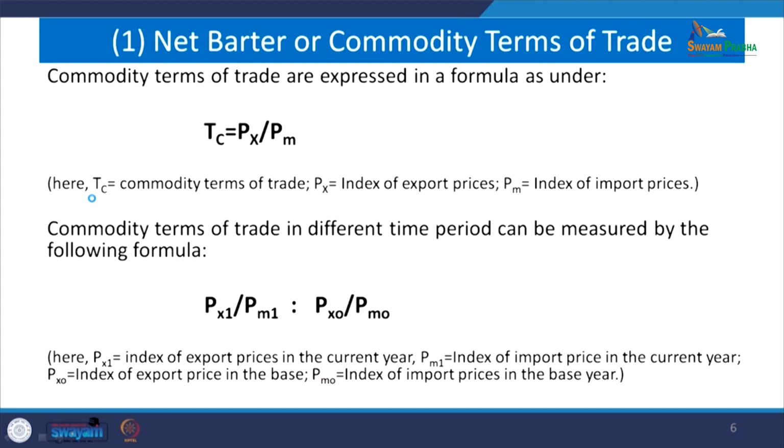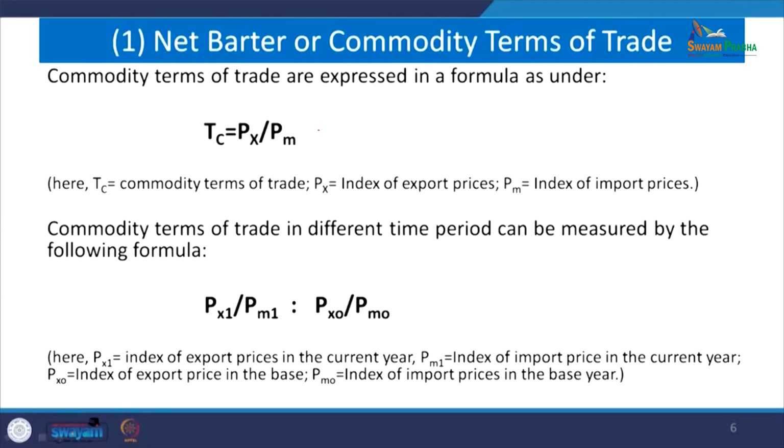First one, as I just said, net barter terms or commodity terms of trade is nothing but the index of export prices to the index of import prices. Now, commodity terms of trade in different time periods can also be measured by the following formula. If you simply refer to a specific time t, then this is fine. But if you have different time periods to compare our terms of trade, then 100 is assumed everywhere; here also we can assume it by multiplying by 100.